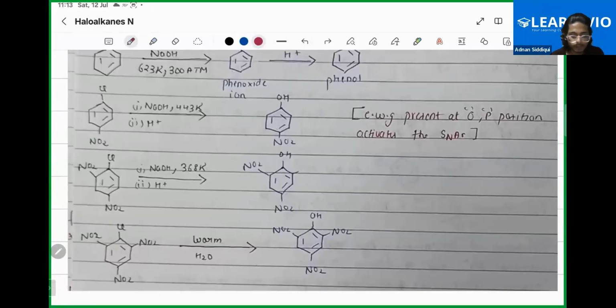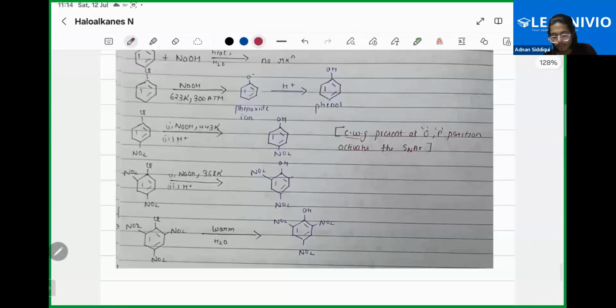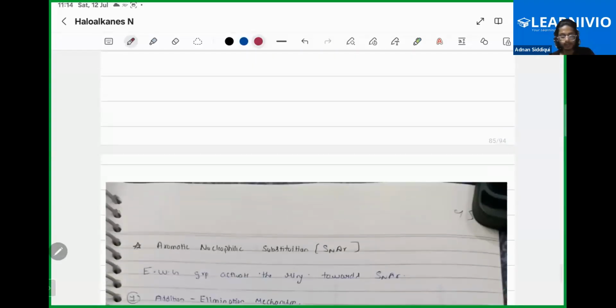Like with one electron withdrawing group, you can see that 443 is required. If you have introduced two, the temperature condition has dropped. If you have introduced three, you just might have to warm it, like just warm it in hot water or boil it. You will get your product. So as the electron withdrawing groups are increasing, our SNAr reaction is activated. Right.